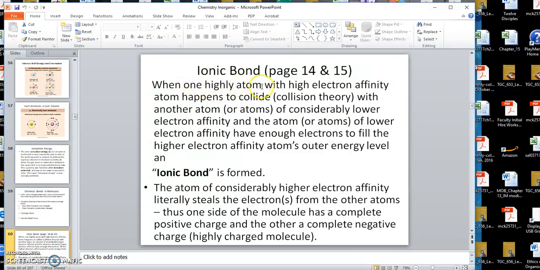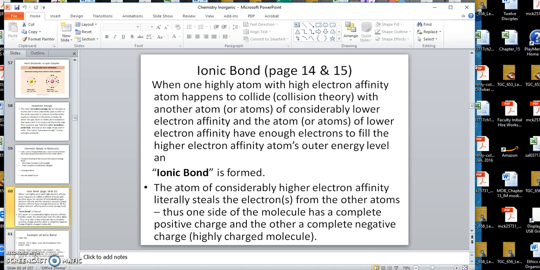When one highly electronegative atom with high affinity comes in contact or close to another one, and they can mutually satisfy each other, an ionic bond is formed. The reason they call it an ionic bond is because both of the atoms now become ions, because remember what an ion was, a charged particle as a result of a change in the electron number. So read through this. The atom of considerably higher electron affinity literally steals the electrons from the other. All right, that's an ionic bond.